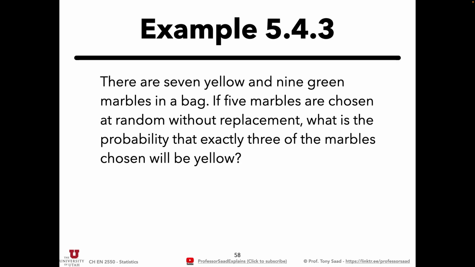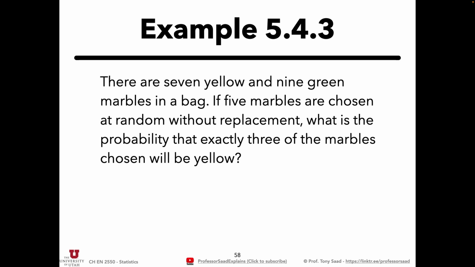There are 7 yellow and 9 green marbles in a bag. So we have a bag with 16 marbles. 9 of them are green. 7 of them are yellow. And if 5 marbles are chosen at random without replacement, so the trials are dependent. What is the probability that exactly 3 of the marbles chosen will be yellow? Exactly 3, you know that you're picking the distribution, not cumulative. You're picking one value for the probability.